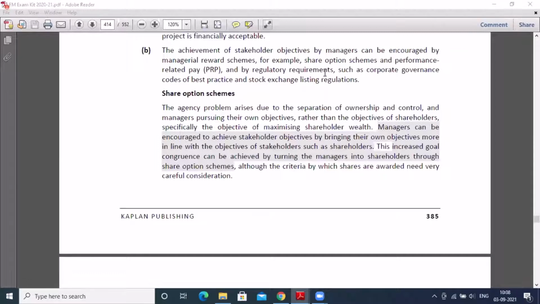remuneration linked schemes, if a company has a better corporate governance system. So yesterday, I hope you can recollect. Corporate governance system means, can anyone let me know what exactly corporate governance means?